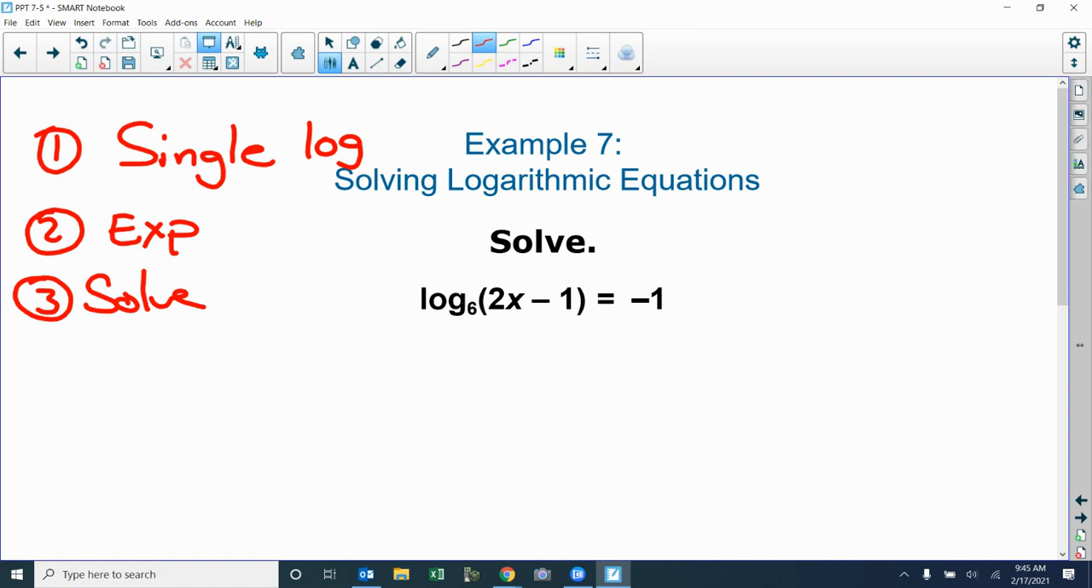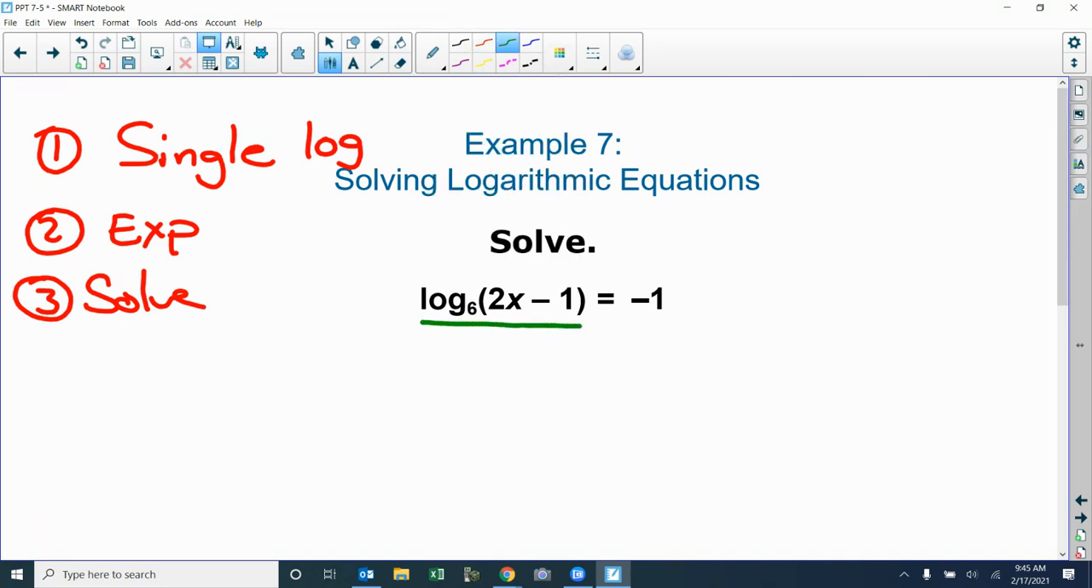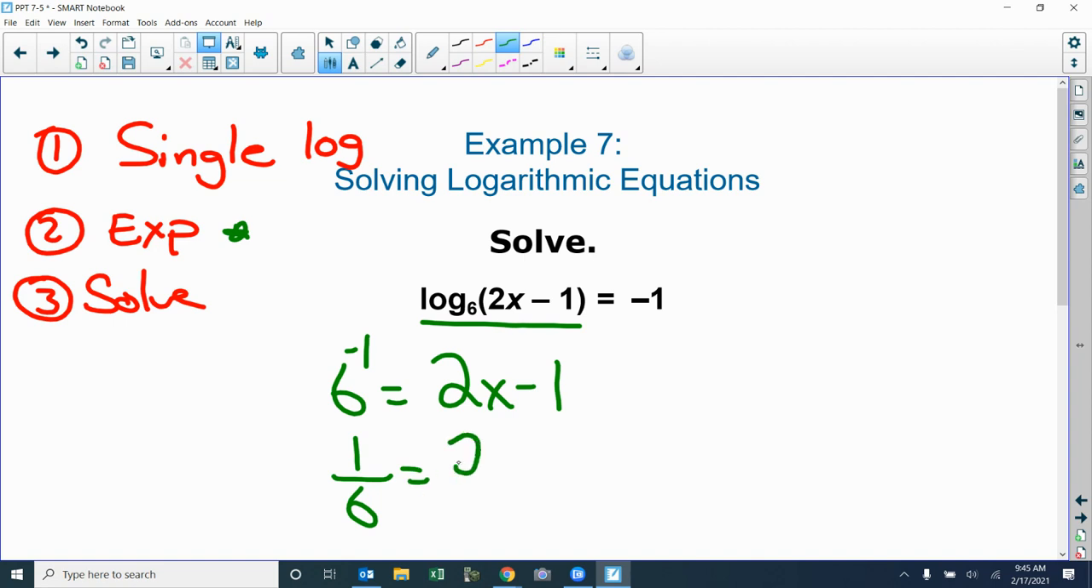So in this case, step 1 is already taken care of. It is in a single log. Now I'm going to write it in exponential. It's going to be 6 to the negative first is equal to 2x minus 1. So I'm going to write exponential, the base to that side. Six to the negative first happens to be 1 over 6. 1/6 is equal to 2x minus 1.